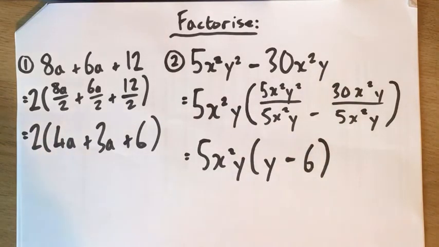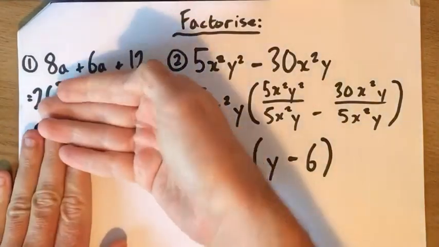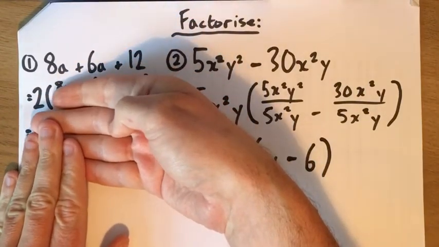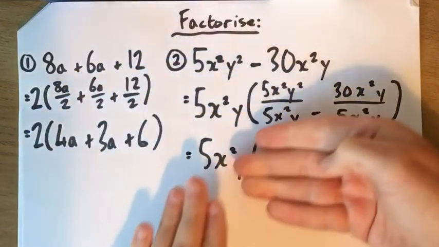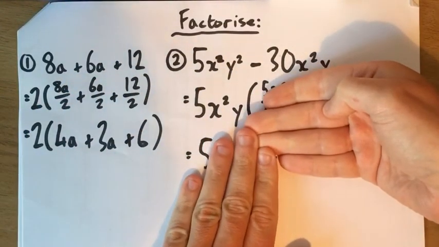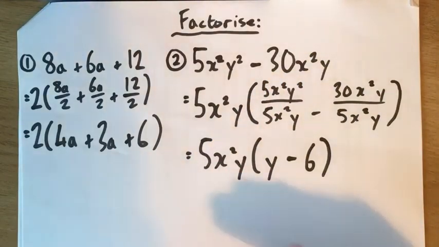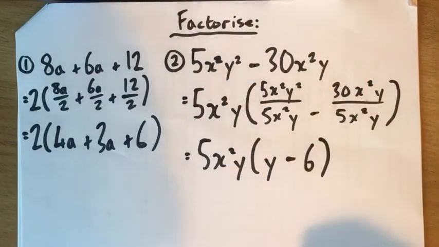So the ones I'm going to give you to do in the book, for some of them, for the first, I think 18, they kind of do that for you. They tell you what the highest common factor is going to be. So they'll tell you that it's 2 that you need to take out. In this one here, they would tell you that it's 5x squared y that you need to take out. And then from question 19 on, just like I've done in all my examples, you need to figure out what that highest common factor is.